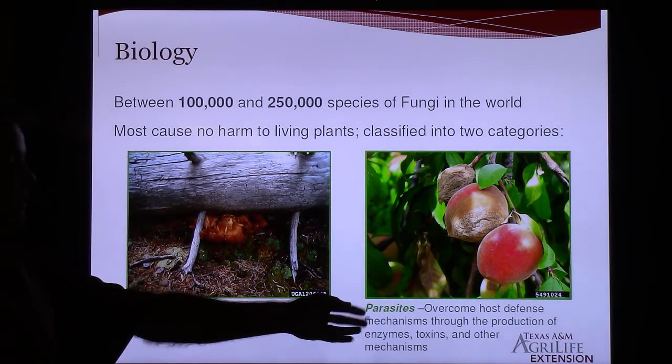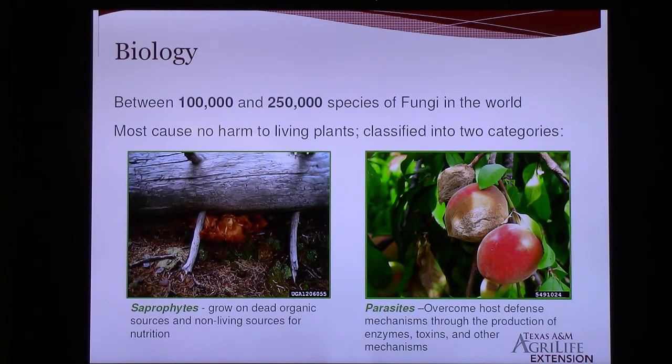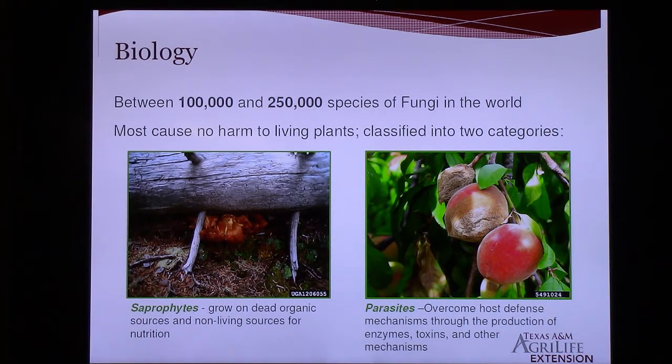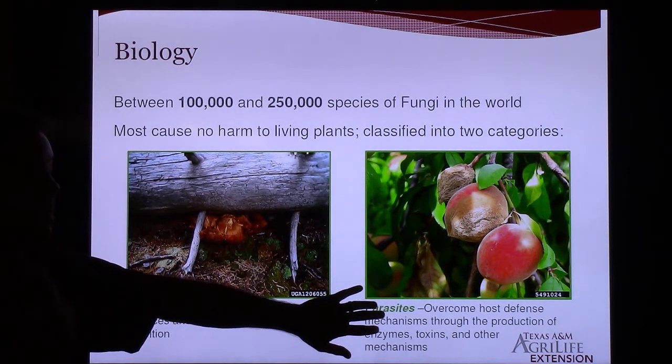Then we've got parasites. The parasites overcome the host defense mechanisms through the production of enzymes, toxins, and other mechanisms. This is what affects your peaches. This is what gets onto the leaves. You've got perfectly good living tissue, and they're parasitizing or feeding off of that living tissue. So the saprophytes grow on dead tissue, dead organic sources, whereas the parasites feed on that live tissue. And most of the fungal diseases that we concern ourselves with focus on these parasites.